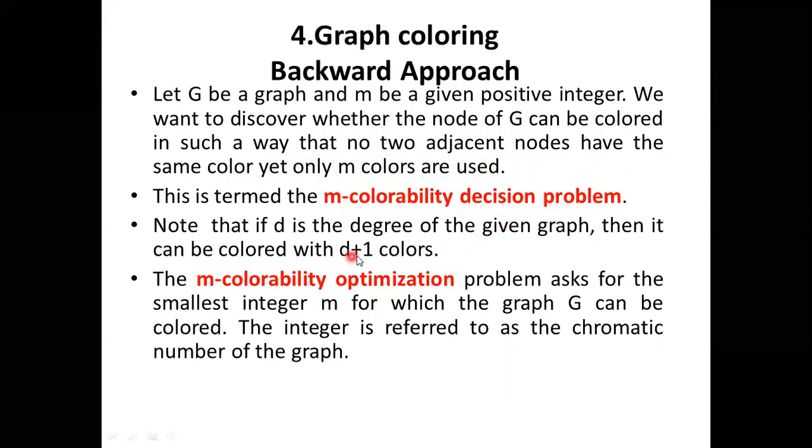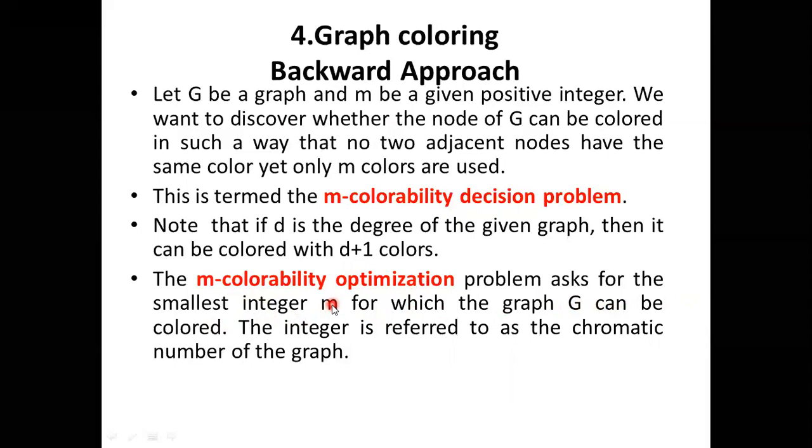And the maximum number of colors we can use is D plus 1. What is D? Degree plus 1. Degree is 3 plus 1, 4. You have to find out the largest degree. Maybe 3 is the largest, then you use 3 plus 1. Maybe 4 is the largest, you use 4 plus 1, 5, and so on. Now, M-colorability optimization, just know what I explained. There we have to use the smallest integer M.